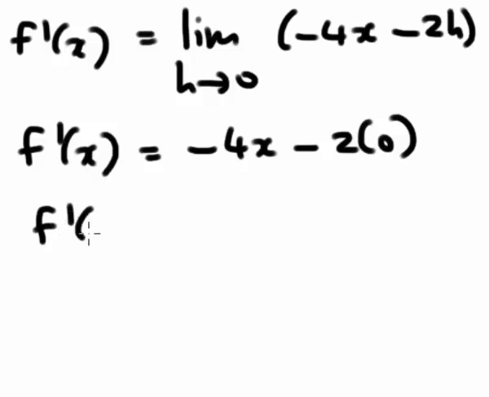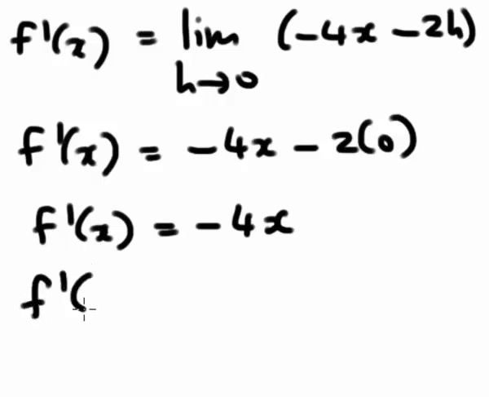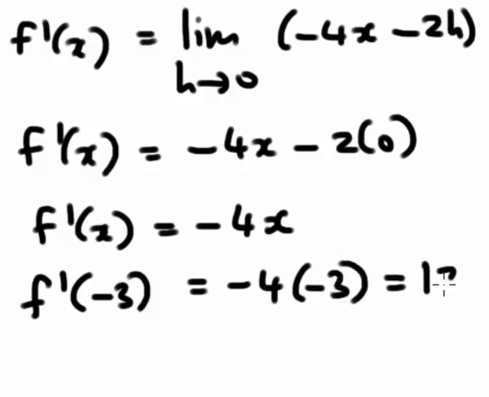So your gradient of your tangent, or your gradient of your curve at that point, at any point on the curve, is negative 4x. So if you want to get the gradient at negative 3 now, all you do is plug that into this expression, and we get a gradient of 12, which is great.